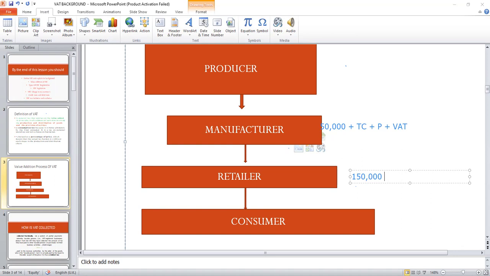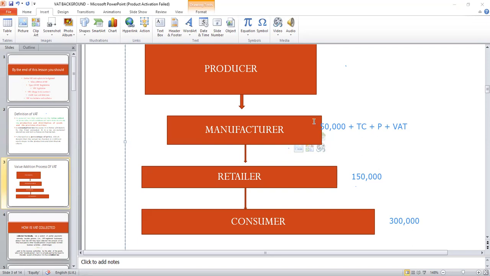And this retailer will also add the transport cost, the profit, and the VAT. Now, by the time the consumer buys the product, he will sell it at 300,000. You see now, this product has moved from 50,000 to 300,000. That value added is what we charge VAT on. And remember, this consumer will pay the final price, and he is the one who is going to bear the burden of the tax, because he's the final consumer.